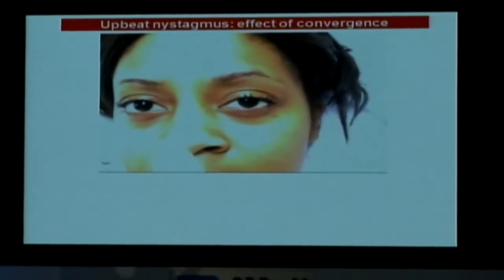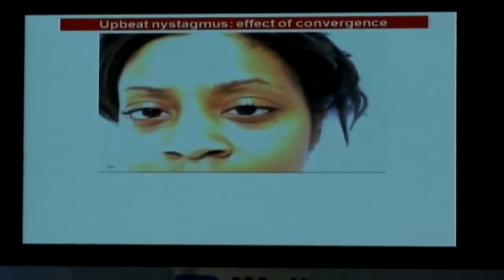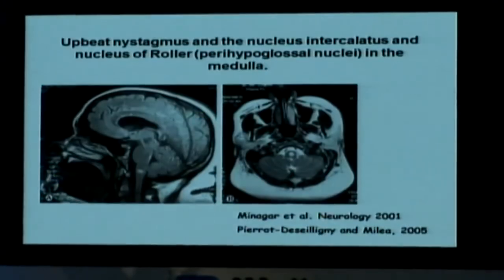Now here's something very curious. Look what happens when she converges. Cross them hard. It becomes downbeat. My nose. Upbeat. If you look hard, it either stops or becomes a little downbeat. This effect of convergence on nystagmus is a bit mysterious, but there are some practical implications.